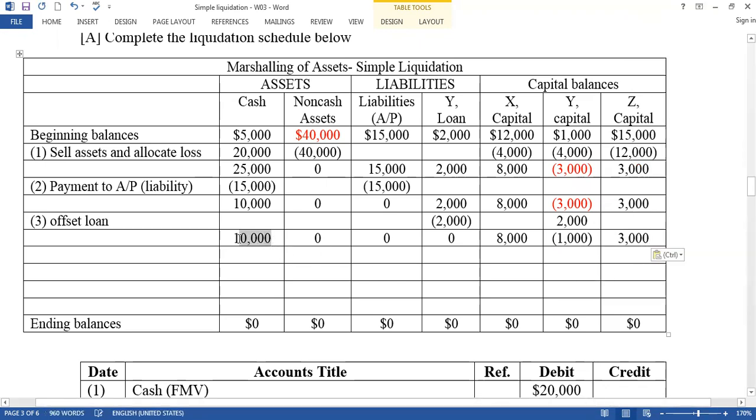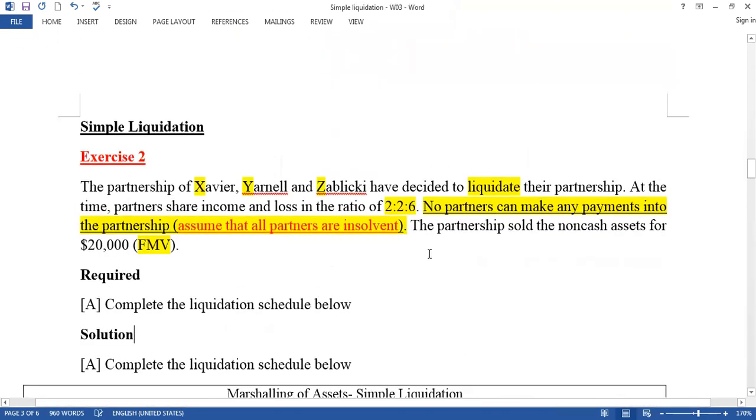Now we have some money to pay cash, right? We have some money to pay the cash, but we know that if there is any insolvent people, we'll request him to bring cash from his personal account, right? Do you understand? But this question said that Y is completely insolvent. So Y do not have any ability to bring the money from his personal asset. Why? Our question said that no partners can make any payment into the partnership.